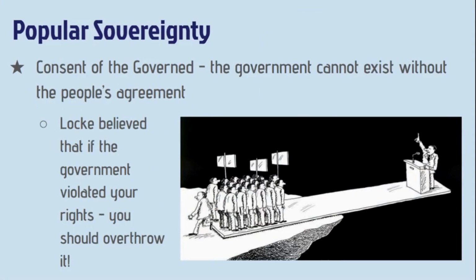The consent of the governed is a phenomenon that is also Lockean. Locke believed that if your government violated your rights, you should overthrow it. He believes that the government's only authority basically rests on the fact that the people consent to be governed, right? They agree that the government provides at least more good than bad in most senses. And the government cannot exist without the people's agreement.